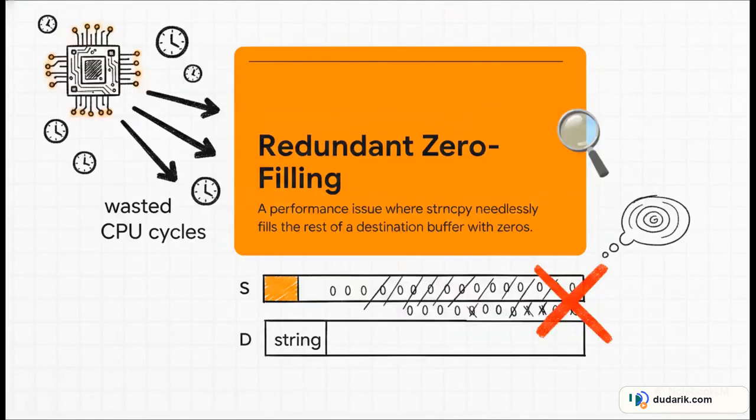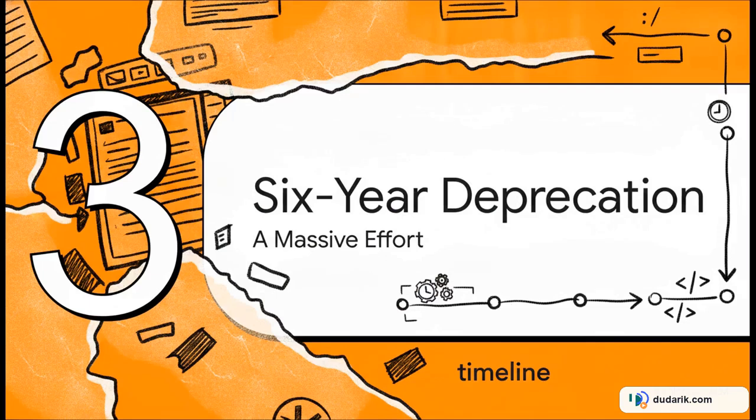But wait, it wasn't just a security risk, it was also a massive performance drag. strncpy suffers from what we call redundant zero filling. Basically, if you have a small string going into a really large buffer, strncpy needlessly fills the entire rest of that destination buffer with zeros. And in a high-performance environment like the Linux kernel, those wasted CPU cycles really start to add up across thousands and thousands of calls.